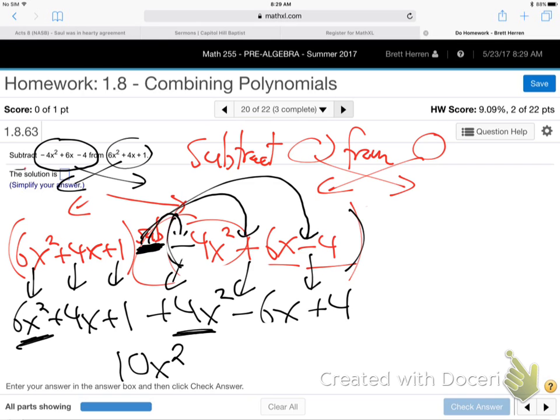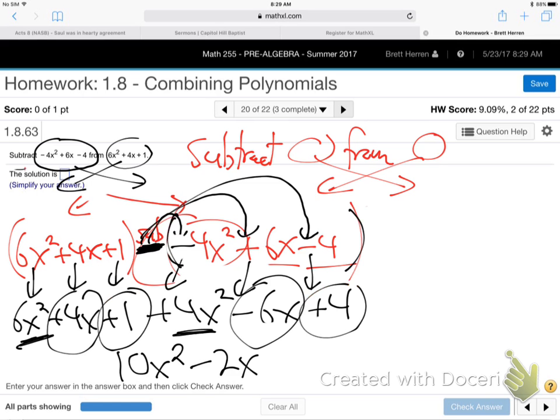So, combining like terms, you got 10x squared, and then next we do the what? The 4x and the minus 6x? Minus 2x. Exactly. Good there. And the plus 1 and the plus 4? Plus 5, and we're done there. Does that make sense? Questions on that one? Good. All right.